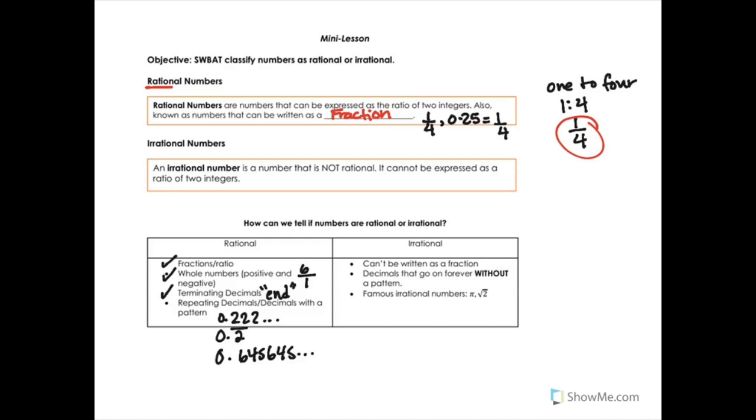Well, if it's a number that can be written as a fraction, and I'll show you how to check that in just a few moments, then it's automatically rational. Also, if it's a decimal that goes on forever, but it doesn't have a pattern, then it's automatically irrational.